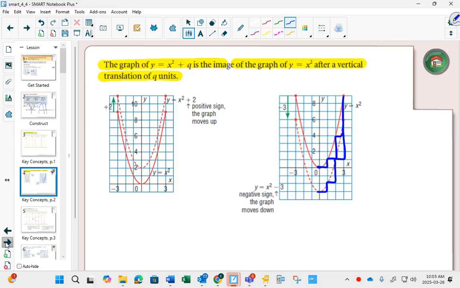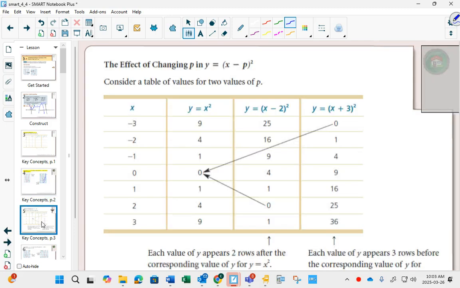So in your activity yesterday, we would say that these two graphs are congruent, the same shape as x squared, because all that's happened is the graph has been moved down. Next, we look at inside. So take out your highlighter, the effect of changing the p-value.